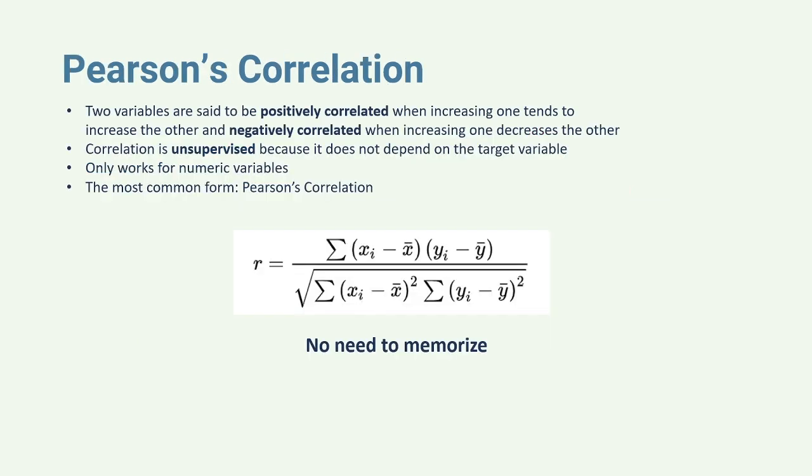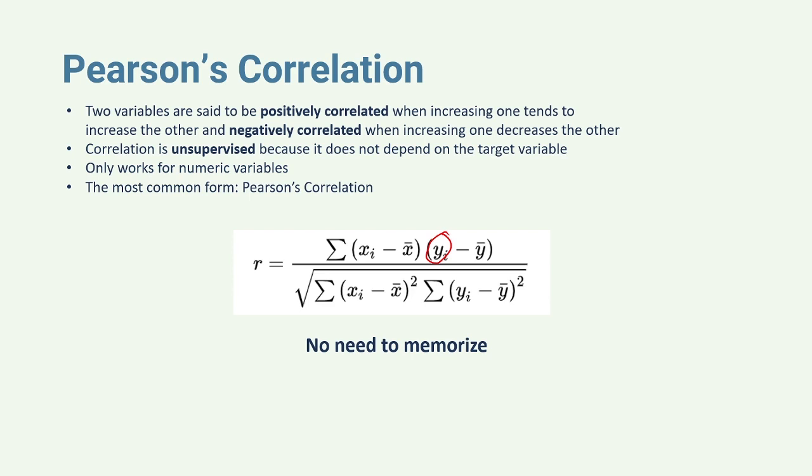Most of you are probably familiar with correlation. Specifically, we'll talk about Pearson's correlation. This is where two variables are said to be positively correlated when increasing one tends to increase the other, and negatively correlated when increasing one decreases the other. A correlation is unsupervised because it does not depend on the target variable. So this is using the formula y, but y here is not referring to the target, it's just a generic number. Correlation only really works for numeric variables.